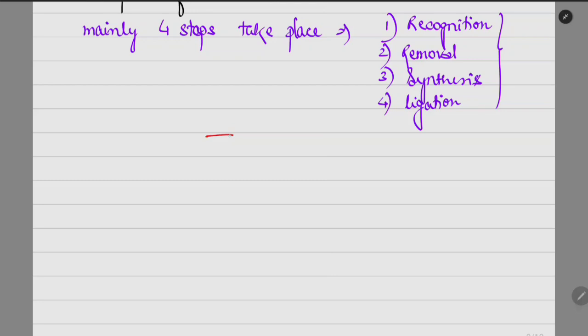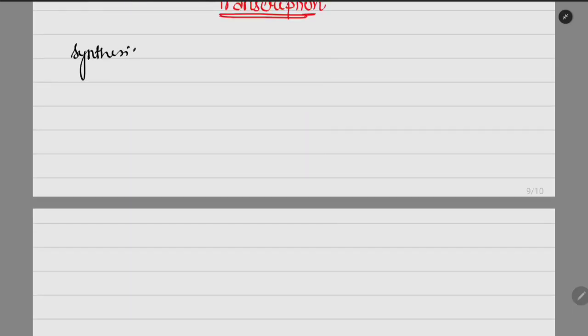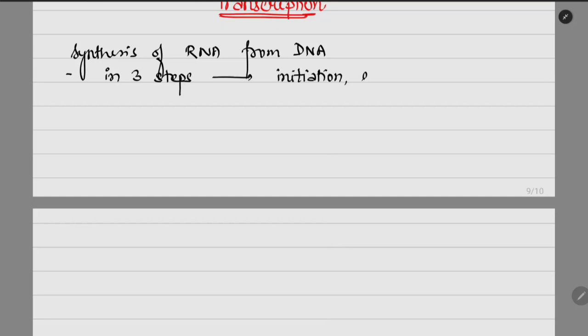Now the next topic is transcription. So what is transcription? Transcription is the synthesis of RNA from DNA. It has mainly 3 steps: initiation, elongation and finally termination.